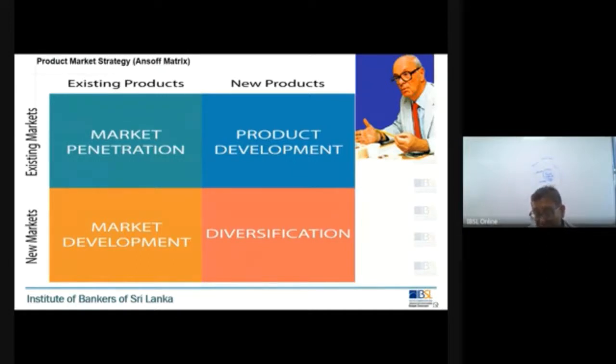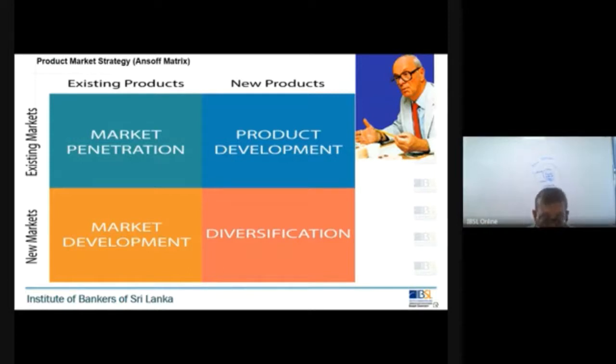So the first one is market penetration. That means now there are 2 axes. The x-axis is called existing products and new products. The y-axis consists of existing markets and new markets. Now say you have a product. You are trying to sell your product to the existing market, trying to improve your profits. For that strategy we call market penetration.